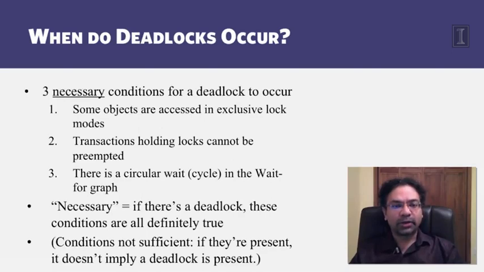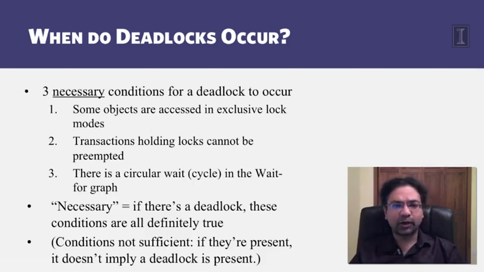Okay, so a transaction doesn't necessarily just give up its locks just like that. And third, most importantly, there is a circular wait or cycle in the wait-for graph that we have discussed. We discussed a wait-for graph for two transactions, but when you have thousands of transactions waiting for each other to release locks, you can draw a wait-for graph among these transactions. If there is a cycle in the wait-for graph, or a circle of directed edges, then you have a deadlock in the system.